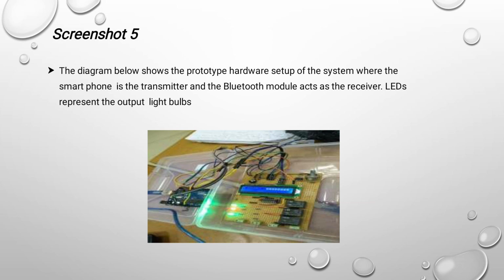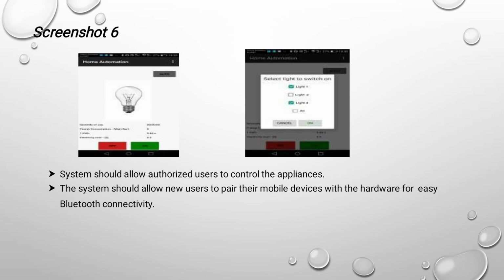Screenshot 5 depicts the hardware setup or prototype of the system. LEDs are represented using the output bulbs. Screenshot 6 shows the authorized user. The system allows a new user to pair mobile devices.